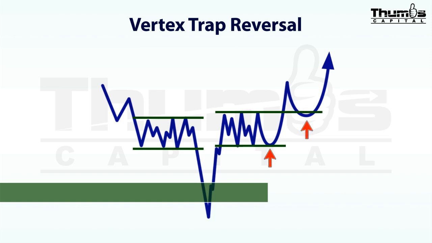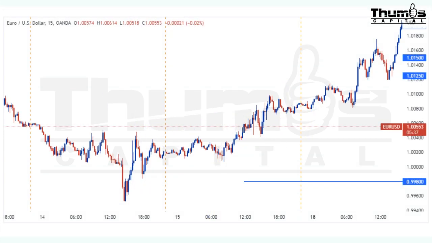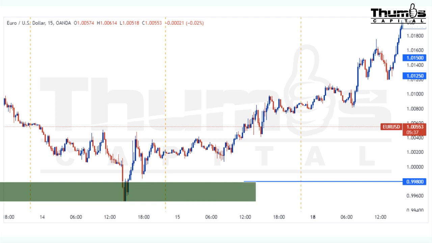This pattern is similar to the liquidity pool reversal, but with a more aggressive breakout that most traders will not class as a liquidity run. Let's take a look at some examples of the Vertex trap reversal pattern on the chart. Here is a 15-minute chart of the Euro USD with 0.998 as our predetermined buy price. Let's assume this rectangle marks the buy zone.